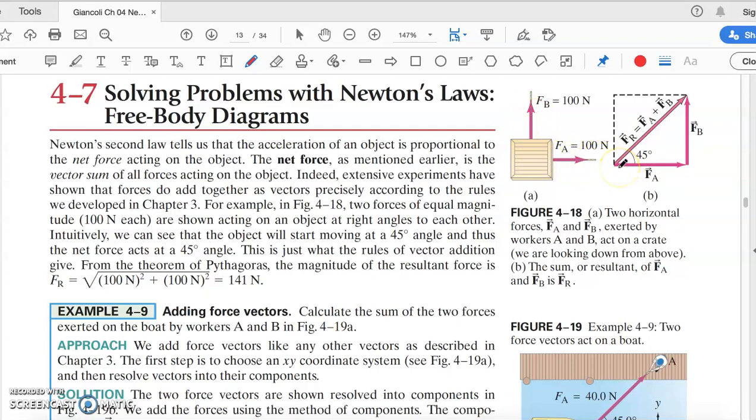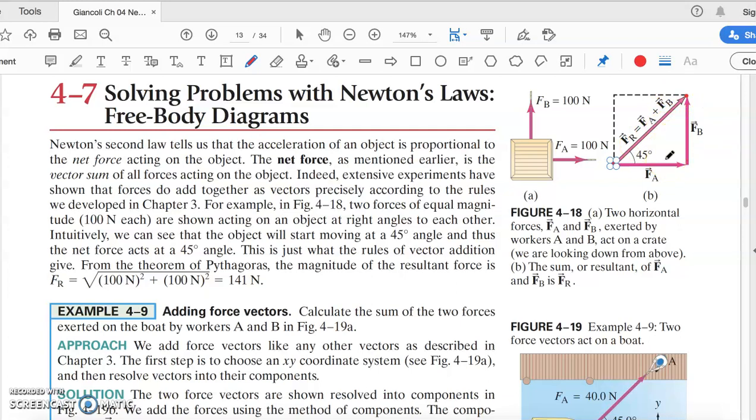You remember the head to tail rule. This is the beginning of the first vector, and this is the end of the first vector. From the end of the first vector, we sketch the second vector. And the resultant vector will be from the starting point till the end point of those vectors. So it's from the beginning of the first vector till the end of the second vector.